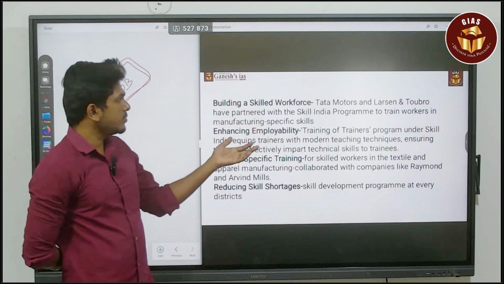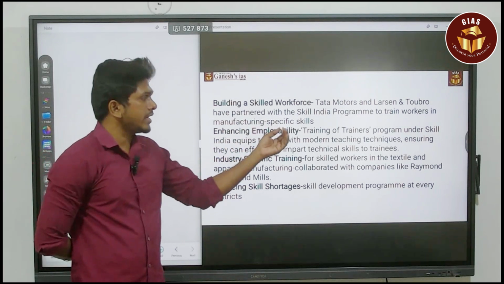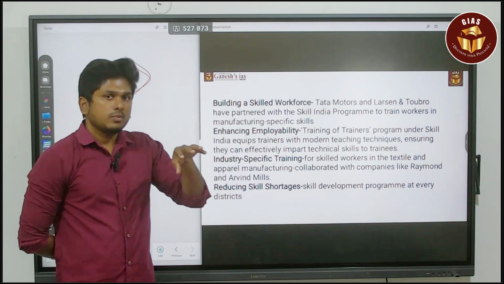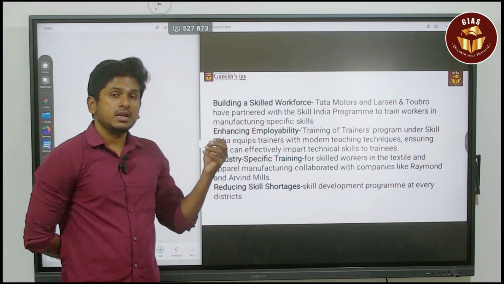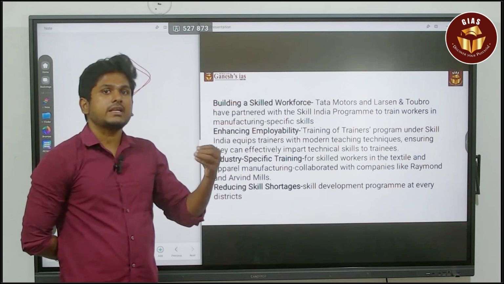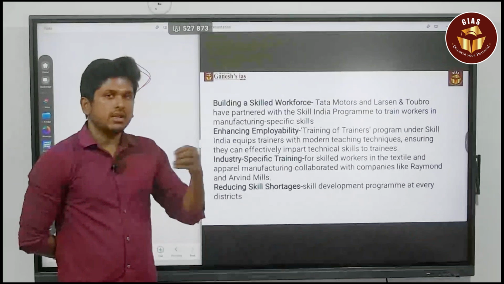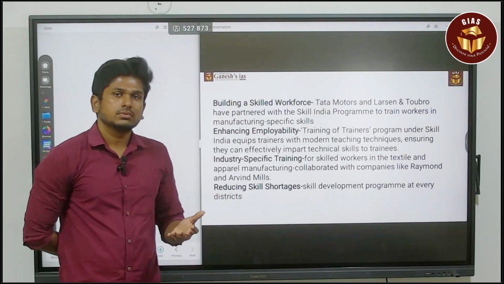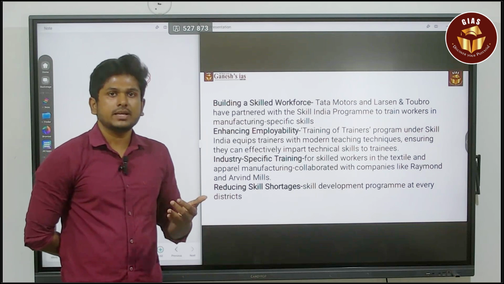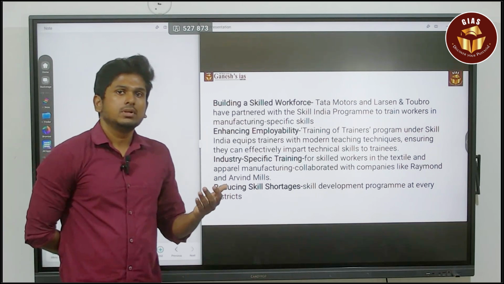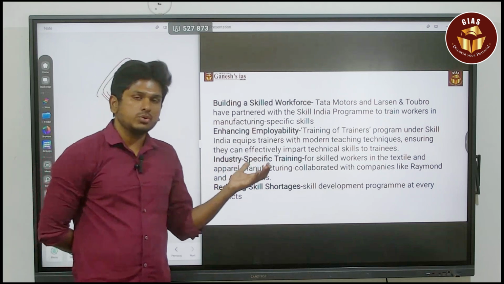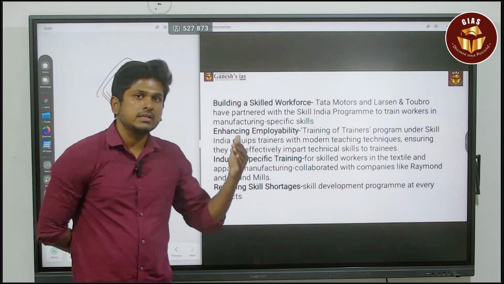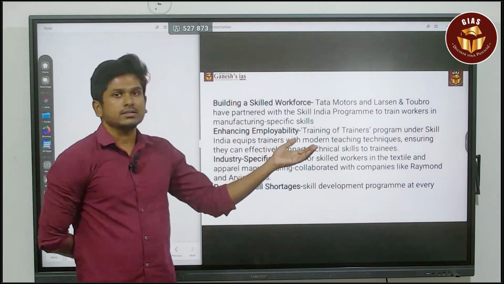Next thing, enhancing employability: the training of trainers program. So there will be a trainer in every company. What the Skill India program is going to do is provide training activities to the trainers, to teach them how to use the new technologies. There has been a huge growth of technology outside India, so the Skill India program is going to incorporate all these technologies and provide skill training to the trainers.